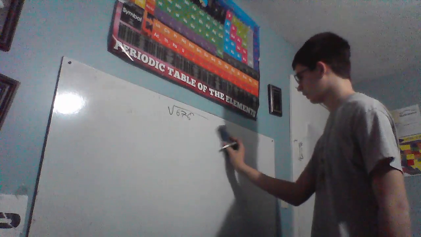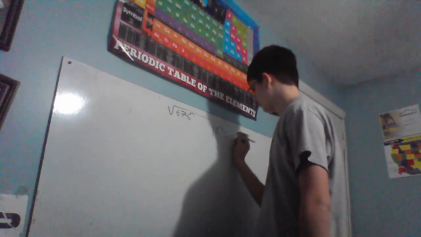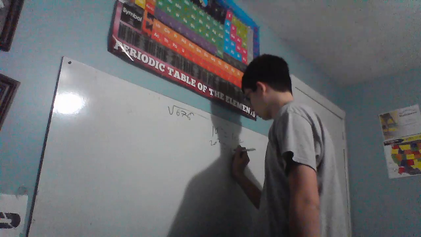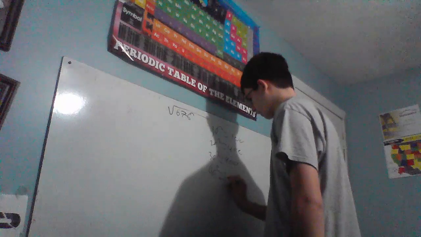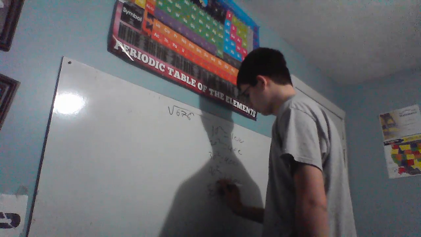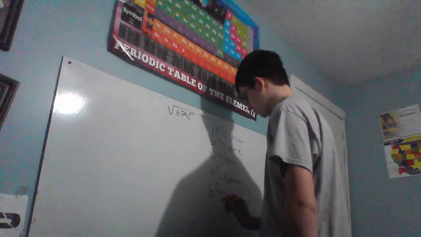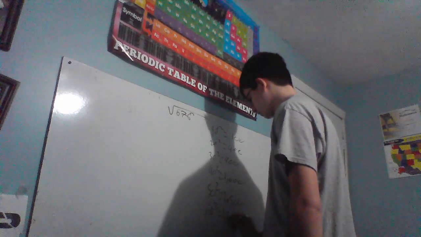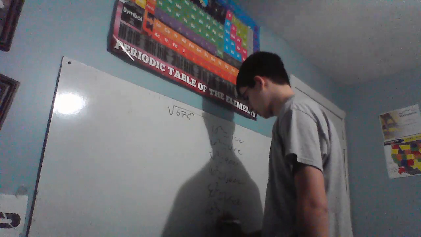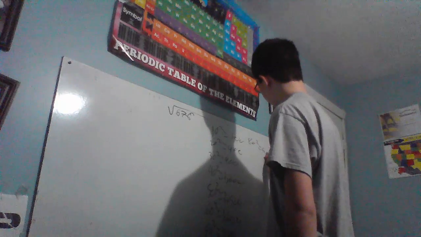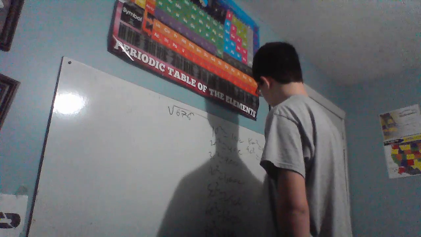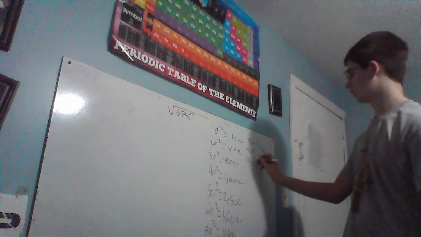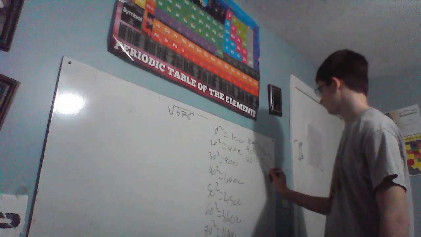Now, this is what you have to memorize for this one. 10 squared is 100. 20 squared, 400. 30 squared, 900. 40 squared, 1600. 50 squared is 2500. 60 squared is 3600. 70 squared is 4900. 80 squared is 6400. 90 squared is 8100. And if you want, 100 squared is equal to 10,000.